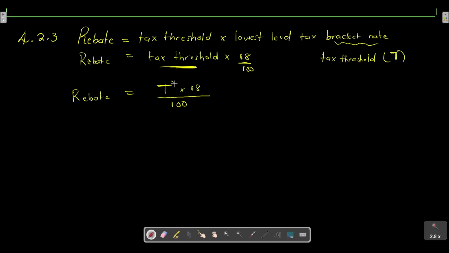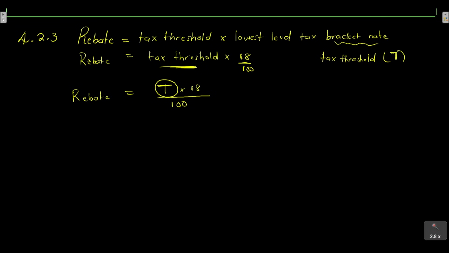Now we want to isolate this T. We want this T to be on its own on the right hand side. So what do we need to do? We need to get rid of the 100 and the 18 on the right hand side. To get rid of the 100, you multiply by 100, because here they were dividing by 100. You need to do the inverse operation of division, which is multiplication. And to get rid of this 18, because here they were multiplying by 18, we need to divide by 18, the inverse of multiplication, which is division.